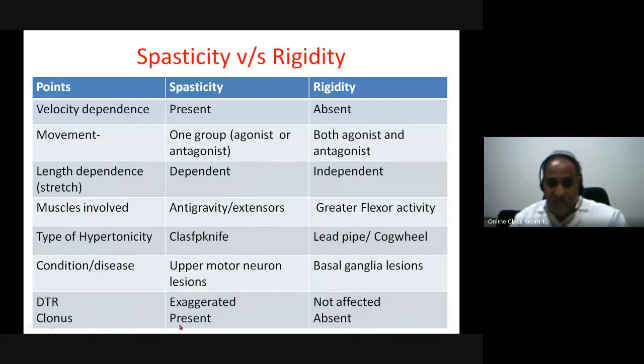And you can see the clonus. That means if you try to immediately flex it very fast, there will be oscillations of the deep tendon reflexes. You may see clonus in spasticity, and here they are absent. And in case of spasticity, tremors are not seen. Here you may see the tremors. This one I have not listed. You can note down that tremors may be seen in rigidity. Tremors or spontaneous activity are not seen in spasticity. These are the differences between spasticity and rigidity.